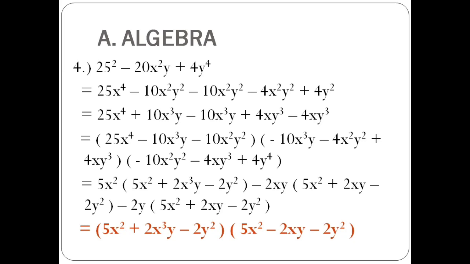So it will become 25x raised to the power of 4 plus 10x cubed y minus 10x squared y squared, and negative 10x cubed y minus 4x squared y squared plus 4x y cubed, and negative 10x squared y squared minus 4x cubed plus 4y raised to the power of 4. Next, we're going to factor all the parentheses.